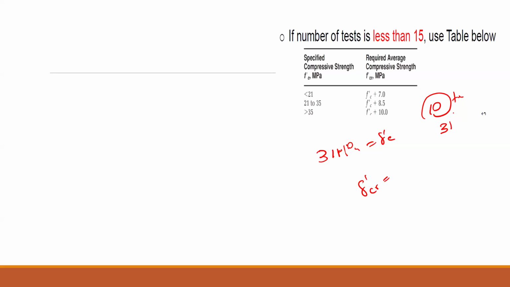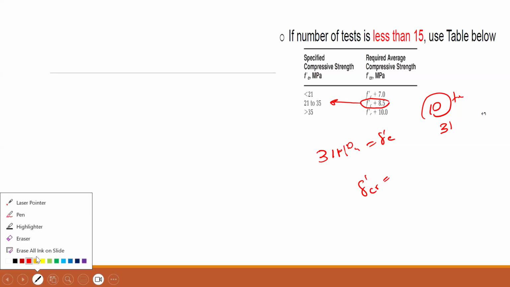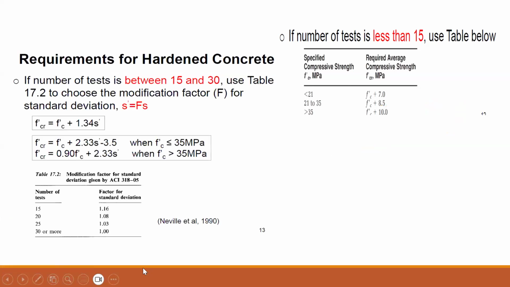How did you do that? You just use this one because your strength is 31 megapascal. So it's easy. When the number of tests is less than 15, we use this table to do it. When the number of tests is between 15 and 30, we use this set of equations.